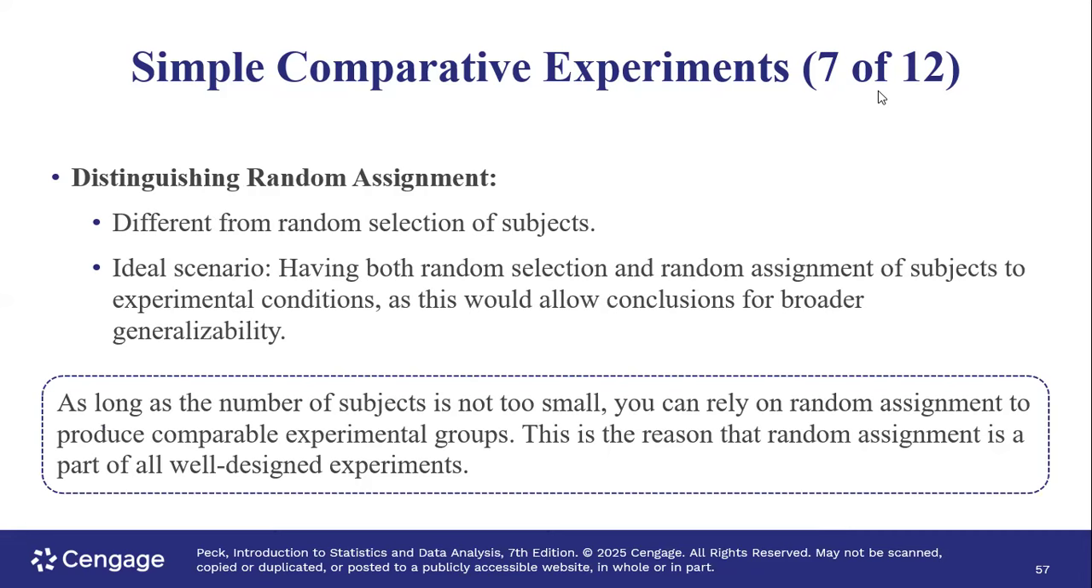Distinguishing random assignment different from random selection of subjects. Ideal scenario having both random selection and random assignments of students to the experimental condition. Okay, such as this would allow conclusions for broader generalizability. So what we are talking about is not only we randomly select volunteers to participate in the study, but we randomly assign the volunteers into maybe two experimental groups, one with the existing method, the other with the newer method. Okay.